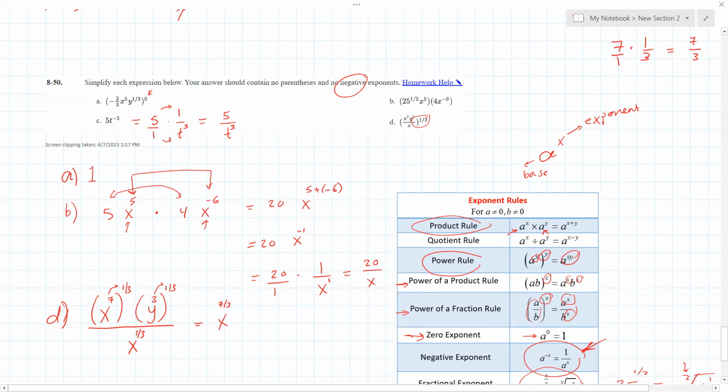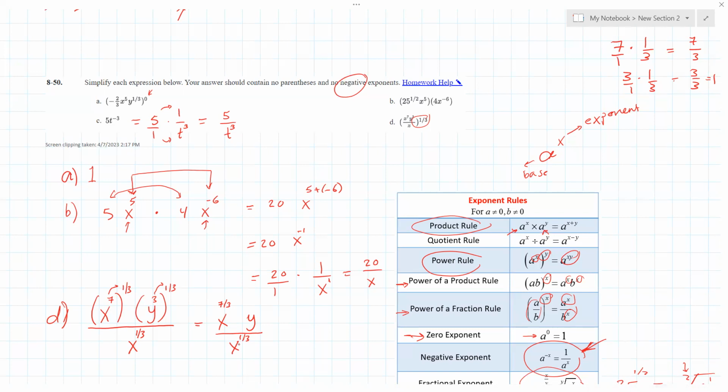And same thing with y, 3 times 1/3. We multiply the top by the top, 3/3. The answer is 1. So y to the 1st power, but I don't need to write 1. y to the 1st power is just y. And x to the 1/3. So now the exponent has been distributed to the tops and to the bottom.